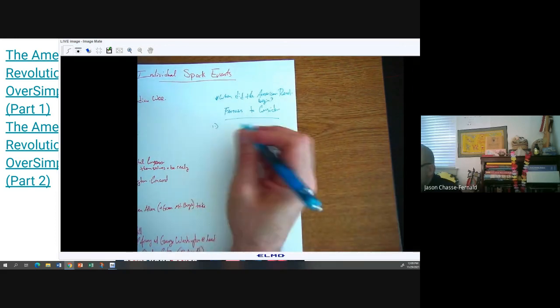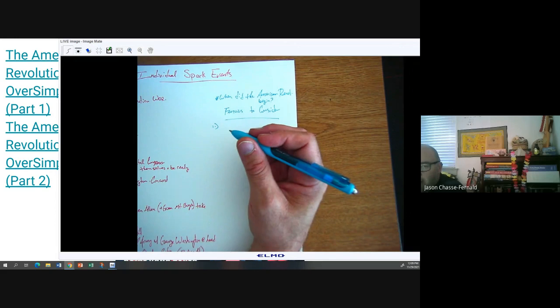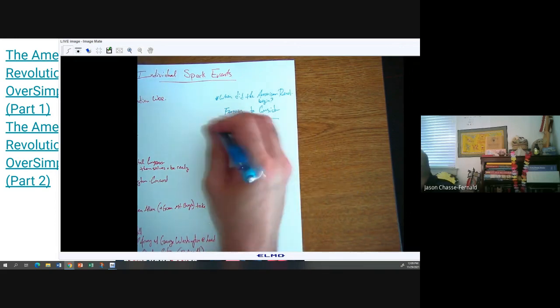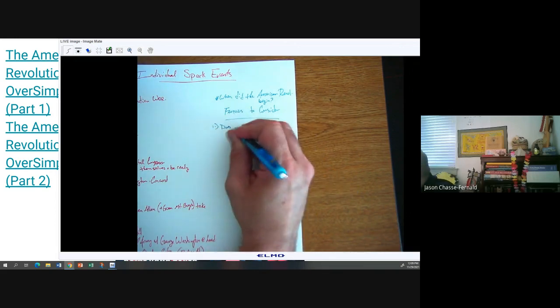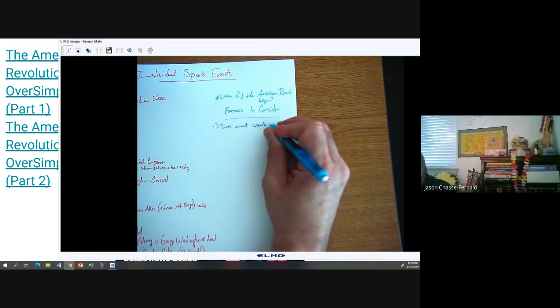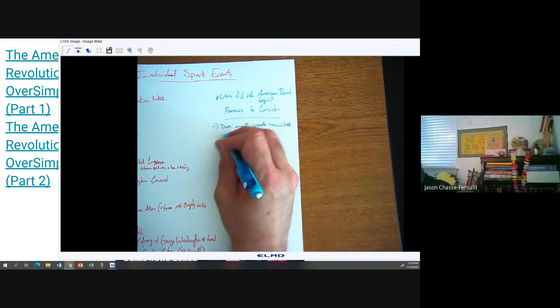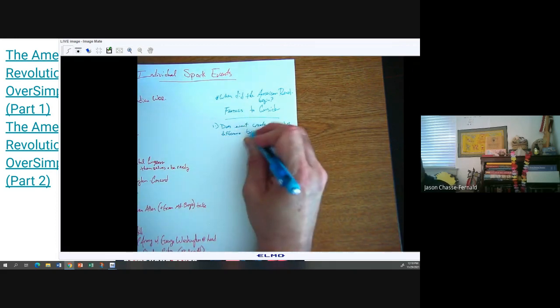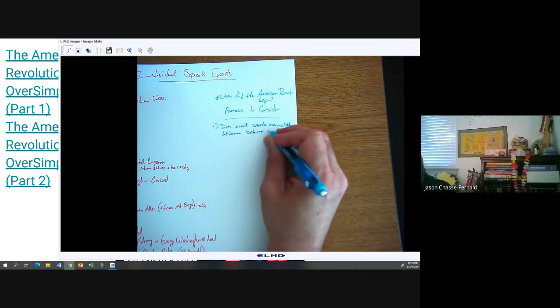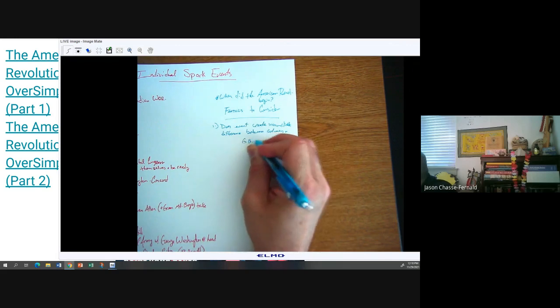So, a couple factors to consider is, did the event create an irreconcilable difference between the colonies and the British government? All right, so does the event create an irreconcilable difference between the colony and Great Britain? Question mark.